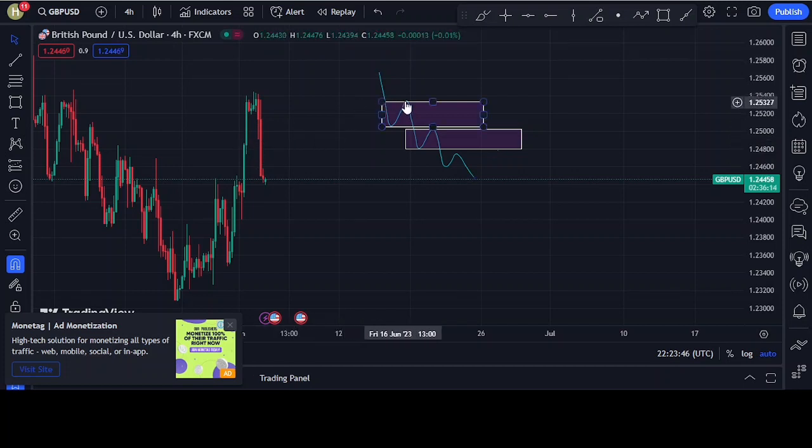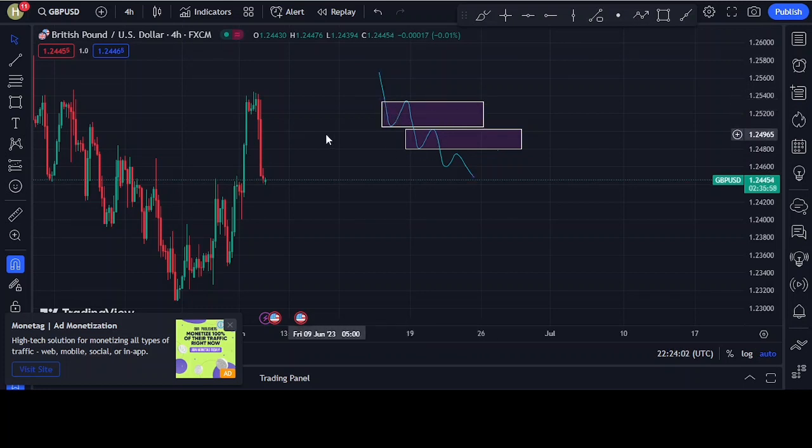You'll be drawing from the upper shadow to the down shadow. So let's assume this is the upper shadow, then this is the down shadow. Because the way I draw my own supply and demand zone, I pick the larger picture.